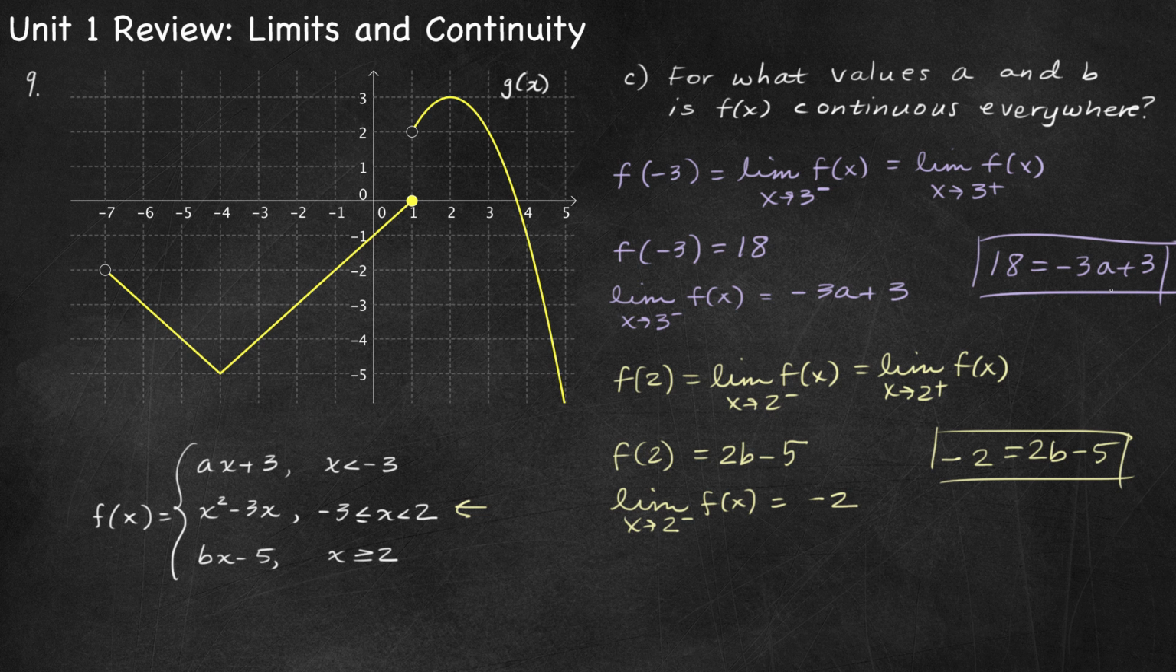So for my first equation, if I subtract 3, I get 15 equals -3 times a, and if I divide both sides by -3, I get a equals -5. For my second equation, if I add 5 to both sides, I get 3 equals 2 times b. Divide both sides by 2, we get b equals 3/2.